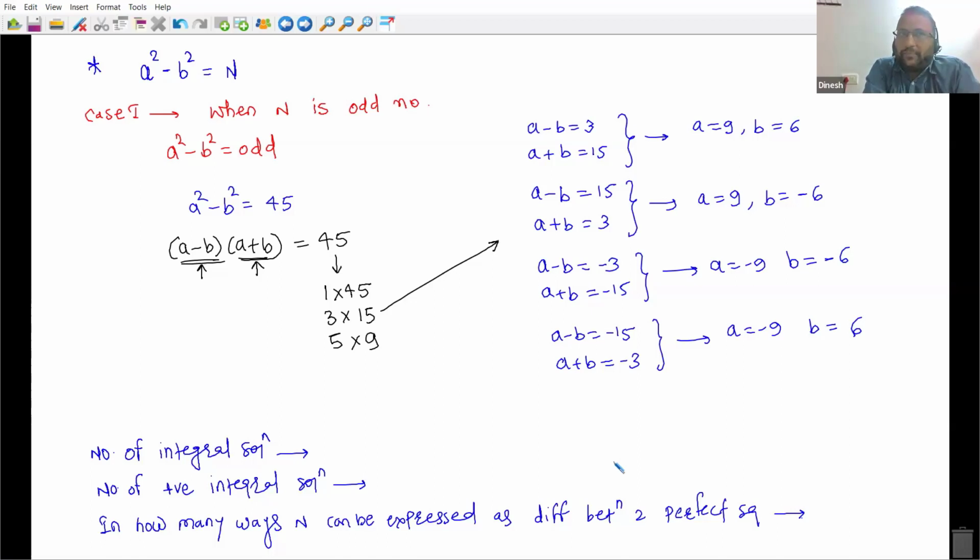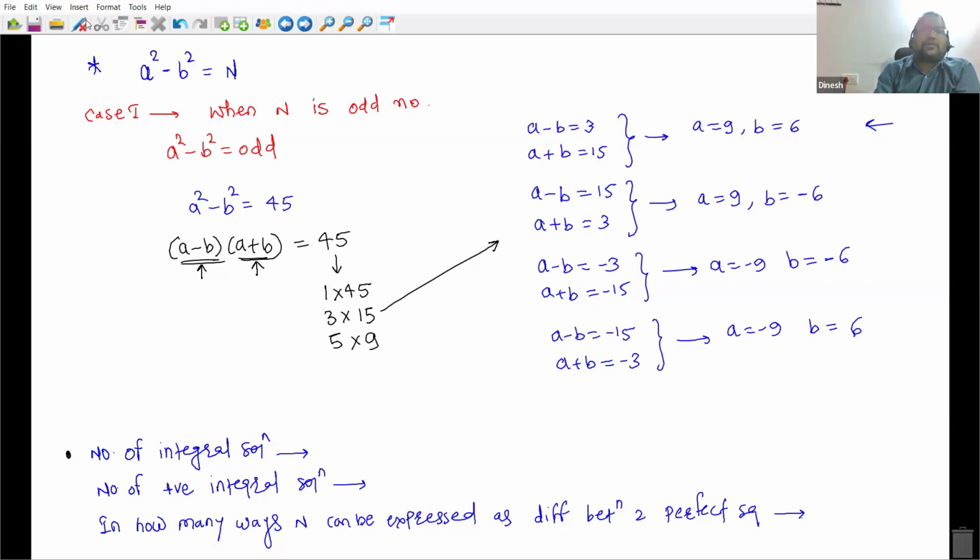So likewise, every pair will give you 4 solutions. And out of these 4 solutions, how many solutions are positive solutions? Out of these 4 integral solutions, only one solution is a positive integral solution, okay? So tell me, what is the answer for question number 1?